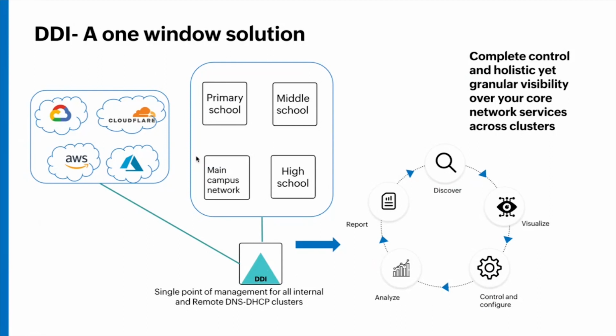So once it discovers all your clusters of DNS and DHCP, it enables you to visualize all these configurations from one single window. When you visualize, you can easily control and configure the settings and analyze the process and all the properties, and then you can generate reports. So it's a wholesome solution that gives you complete control and holistic yet granular visibility over your core network services across different clusters or different distributed sites.